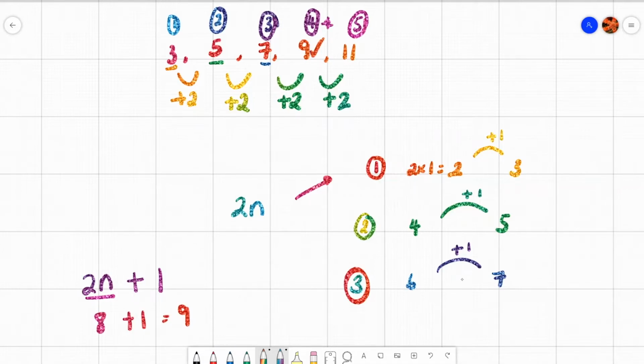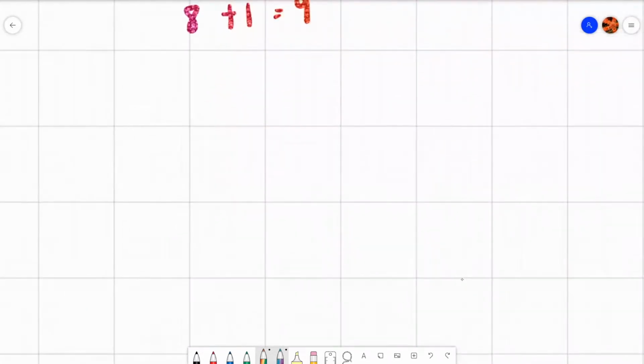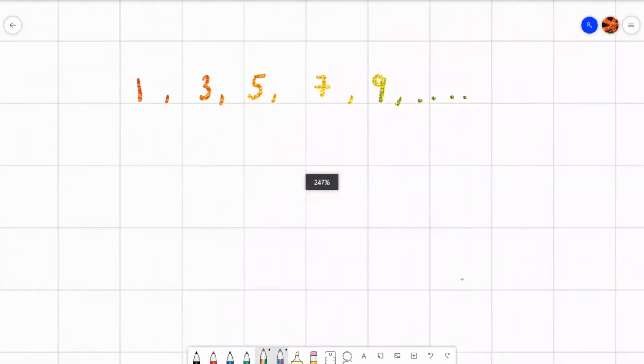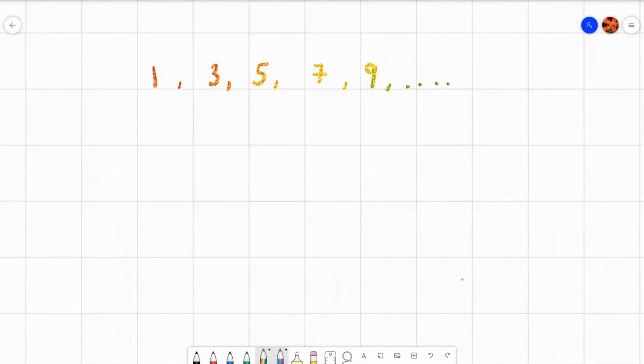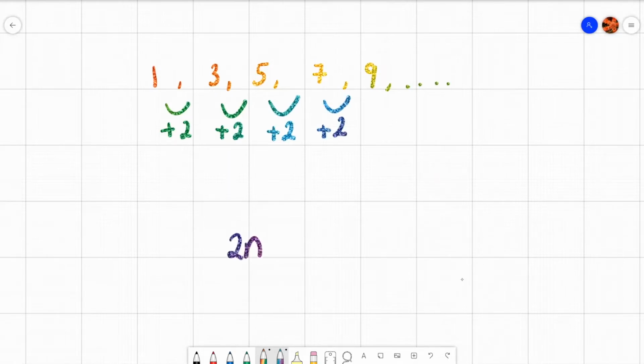Okay, have a look at something different now again. Let's do 1, 3, 5, 7, 9, and so on. So again, let's work out the difference. From 1 to 3, I add 2. 3 to 5, add 2. 5 to 7, add 2. 7 to 9, add 2. So again, this sequence is a 2n sequence. But that's not all, because that's not the 2 times table, is it? 2n means the 2 times table.